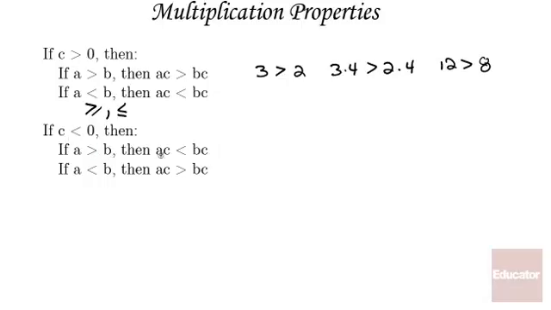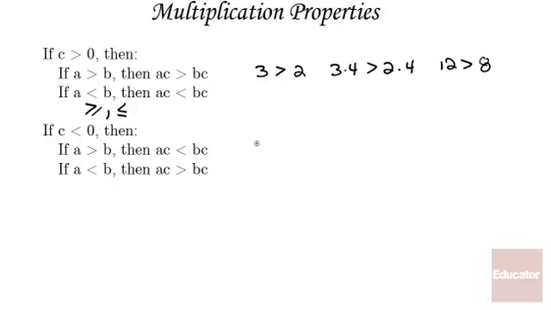The case is different for negative numbers. If C is less than 0, so if you are multiplying both sides of an inequality by a negative number, you must reverse the inequality sign. If both sides of an inequality are multiplied by the same negative number, the direction of the inequality must be reversed. And if you do that, then the resulting inequality has the same solution set as the original inequality. If you don't reverse them, the solution set will not necessarily be the same.